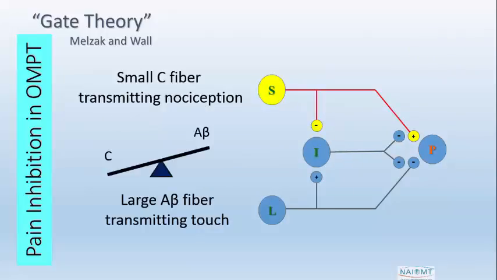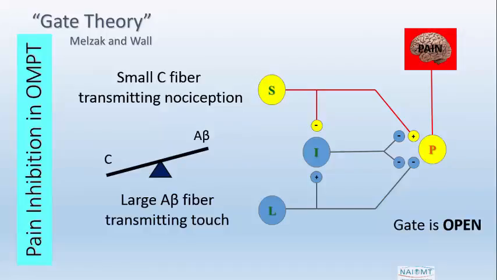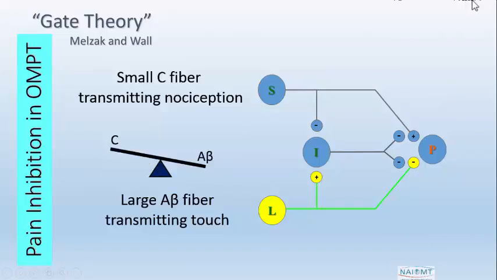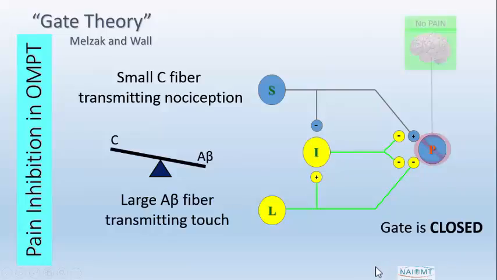In the case where C fiber input is greater than A beta input, we see that the interneuron is inhibited, the second-order neuron is excited, producing a signal up the spinal cord to the brain. This is referred to as the gate open position. In the case where the A beta fibers are transmitting more than the C fibers, we see that the interneuron is active and inhibiting pain from going up the spinal cord. The gate, in this case, is closed, and there's no pain.